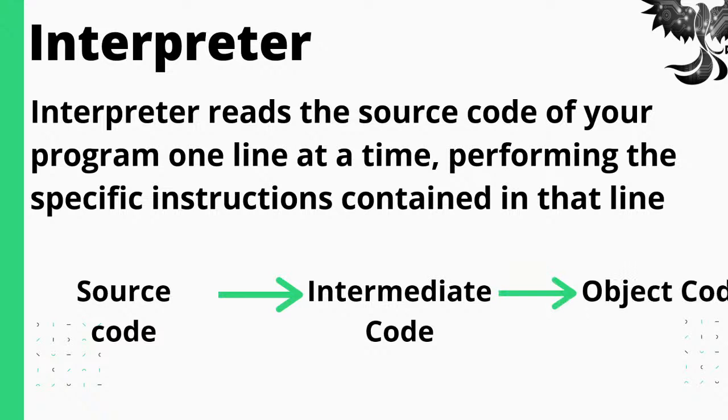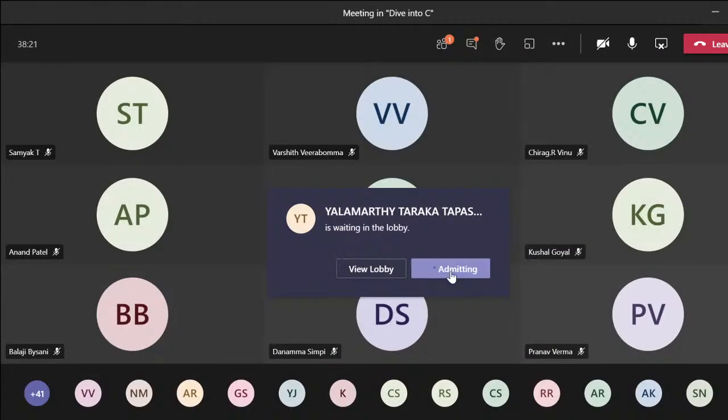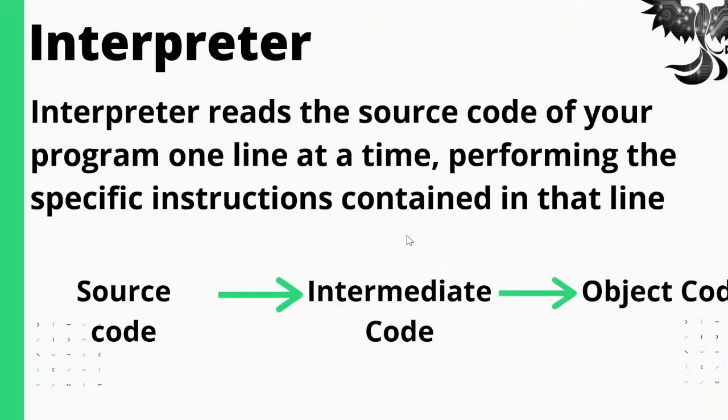This is why it is useful, because you are performing it line by line, for example Python. Python is an interpreter language. It reads line by line. After reading line by line, the code is converted into intermediate code, then it's converted into object code. So there are two kinds of languages, interpreting languages and compiling languages. C is one example of a compiling language.